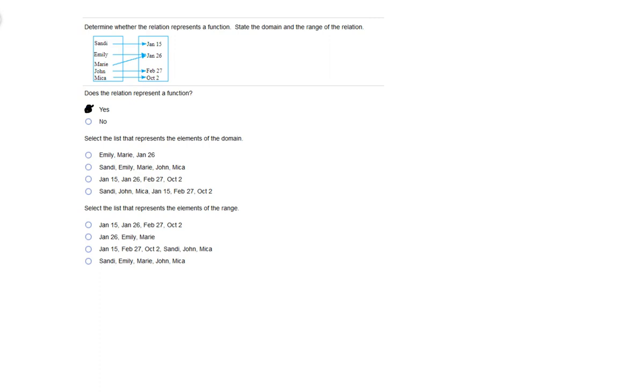Then the next part of this says to state the domain. The domain is a list of all the first coordinates, and the range is a list of all the second coordinates. So the domain is going to be Sandy, Emily, Marie, John, and Micah. And the range is all the second coordinates, and that's going to be January 15th, 26th, February 27th, and October 2nd. So the range is a list of all those dates.